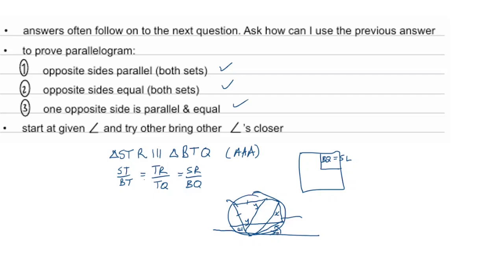If they don't give you anything, choose a variable, but not just randomly in the middle of nowhere. Choose a variable that has a link to something else. And then lastly, you want to try almost bring all your variables, all your angles that they gave you, closer so that you can make relationships and connections and equations that allow you to get further.